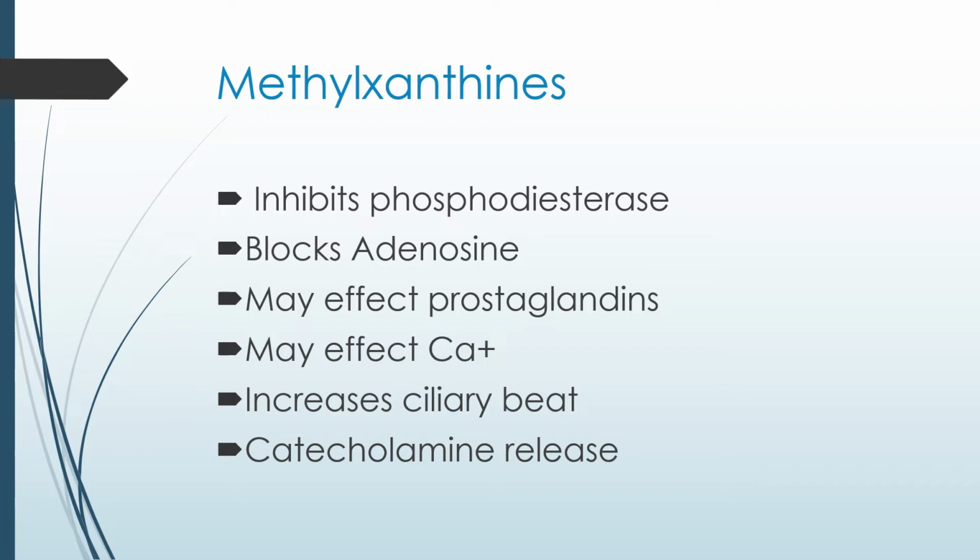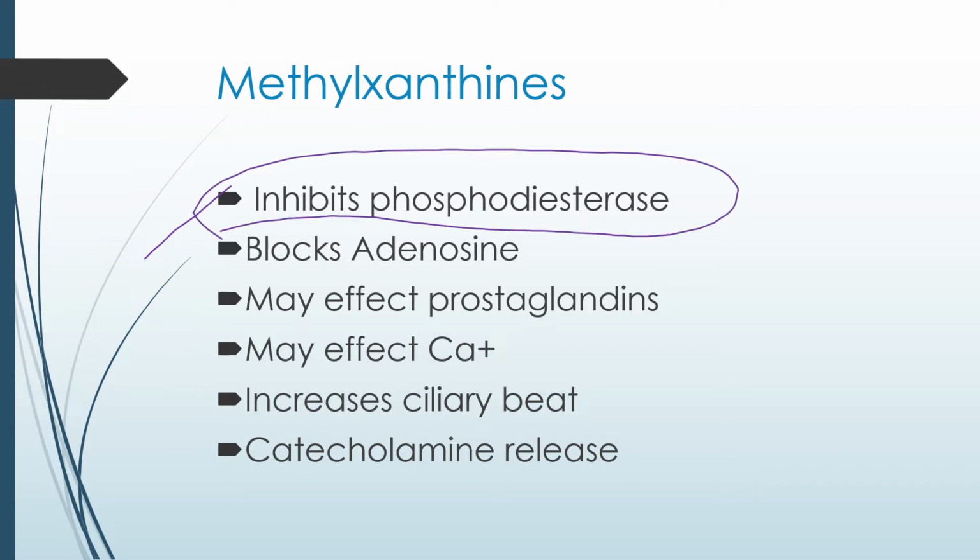One of the things that we know that happens is they do inhibit phosphodiesterase. So when we're looking at these, one of the other things that we have to see here is it causes that smooth muscle relaxation, because it's inhibiting that phosphodiesterase action. The next one on here is that it will block adenosine. It blocks adenosine. Why is that important? Because theophylline is a potent alpha-1 and beta-2 inhibitor.